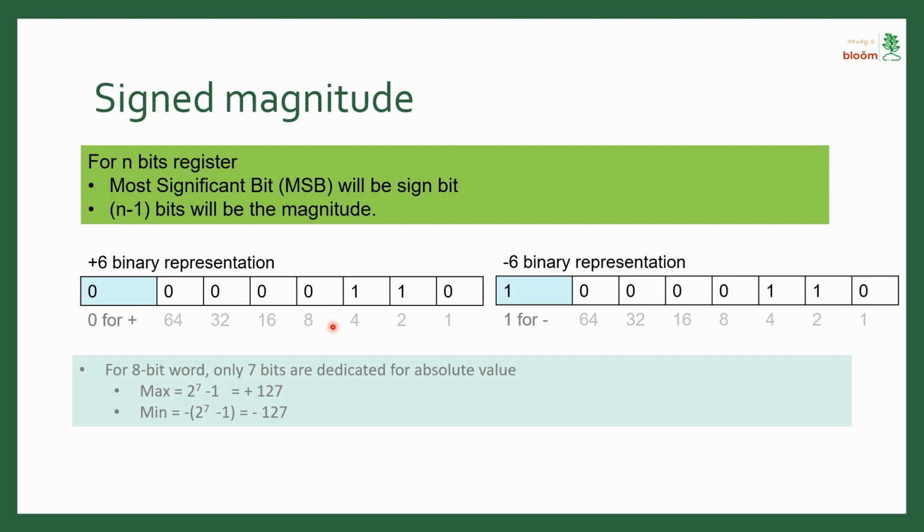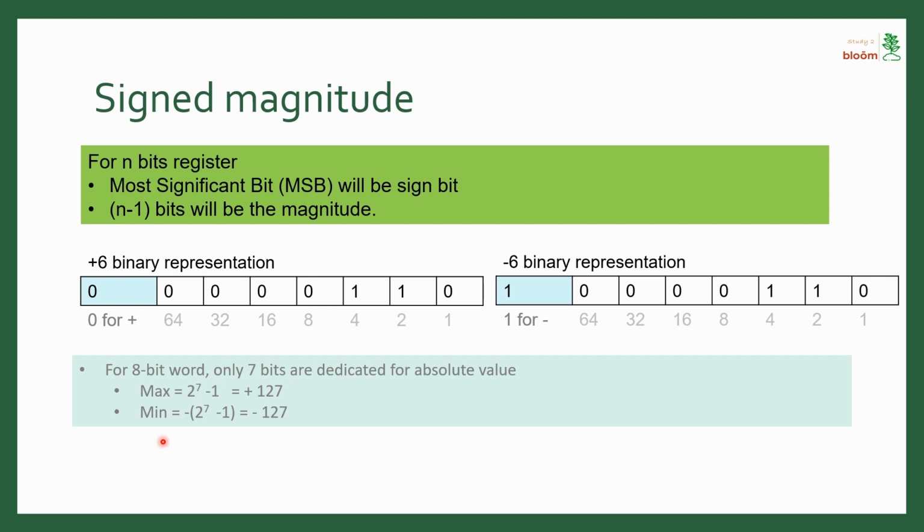So for an 8-bit word, only 7 bits are dedicated for the absolute value, and the most significant bit will be reserved for the sign value. Normally in an 8-bit word, we can represent 2 to the power 8 values. But in sign magnitude, since 1 bit is dedicated for the sign, we can only represent 2 to the power 7 minus 1 as the maximum value, and the minimum is the negative of that.